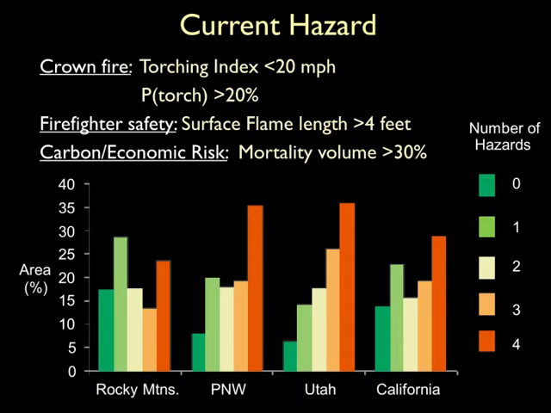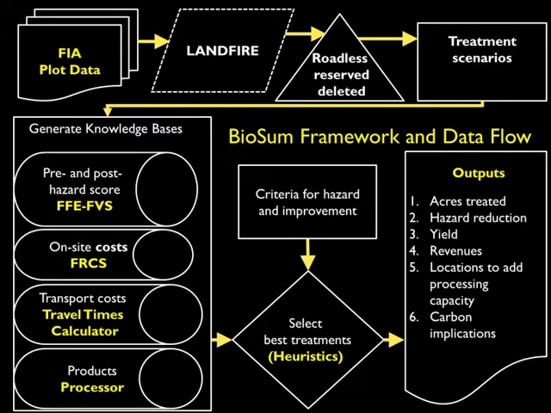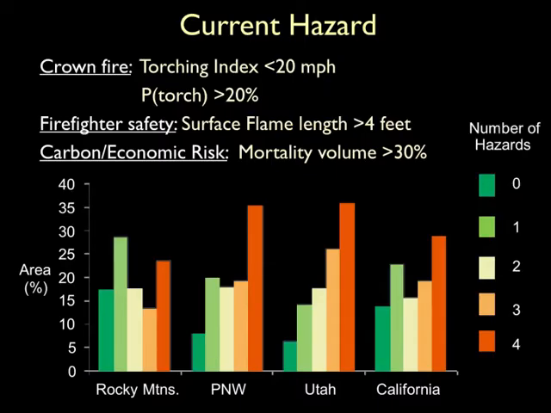Hey, Jeremy? Yeah. Go back to that slide a second. I'll see if I can. So are you telling me that the number of hazards, that right side, so if you had a 4, the red bars, that says that that particular place had all 4 hazards, correct? Yeah. So for example, in PNW interior and in Utah, 35% of the forests there were hazardous by all 4 of those criteria. They had a torching index less than 20 miles per hour, probability of torching greater than 20%, and so on. So based on your graph, then on the Rocky Mountains, we had a lot of area that had only 2 hazards versus, say, in the PNW world, Pacific Northwest, there was a lot more area that had 4 hazards, correct? Correct. Okay. Thank you.